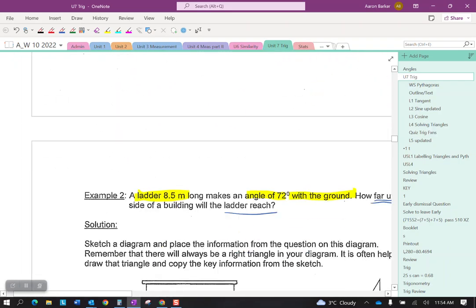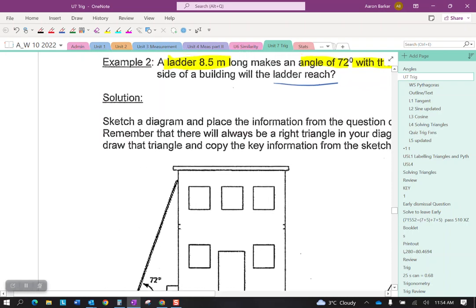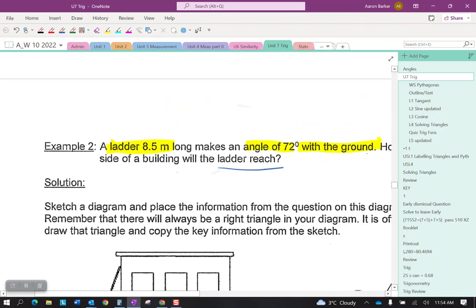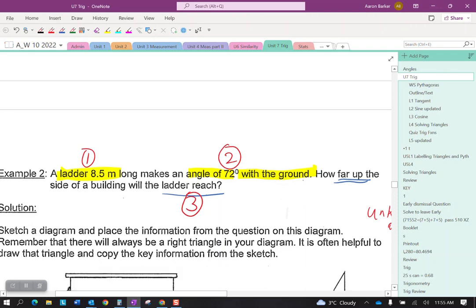So this one, is there one more before it? Remember? Yes, this one. So sometimes you get a picture of a building, all right? And in the question it says the ladder is 8.5 meters long. So that's one thing it tells you. It says it makes an angle of 72 degrees to the ground. That's the second thing. And the third thing is, how far will the ladder reach up the building? Always going to tell you 3 things, right? 3 pieces of information. Okay? 2 of them will be a number, 1 you have to find.